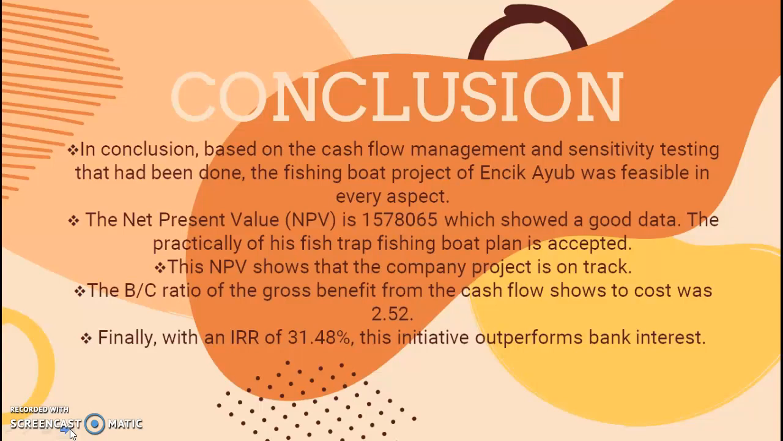The net present value, NPV, is over 1 million, which shows good data. The practicality of this fish trap fishing boat plan is accepted. This NPV shows that the project is on track, and the BC ratio of gross benefit from the cash flow to cost was 2.52. Finally, with an IRR of 31.48%, the initiative outperformed bank interest.